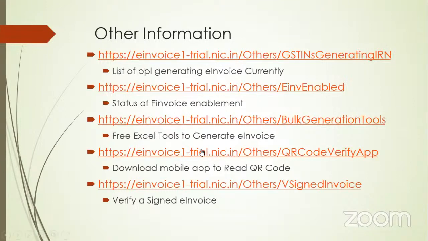The next one is the QR code app to read the e-invoice. Every e-invoice will have a QR code. By scanning that, you can check the authenticity of the e-invoice and its details. So that tool is also provided by the government. Similarly, you can verify the JSON of the e-invoice as well on this website. You would be able to check the validity of the e-invoice through this website.